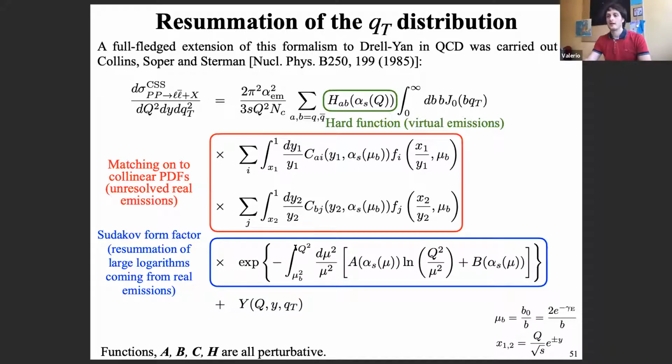And then there is the actual pseudo-Sudakov factor, which, as you see, is an exponential. It looks much more complicated than what we saw before, but it is actually a double log exponential, because this integral here and this log here give a log squared. And this is what implements the resummation of large logs. This, of course, takes into account the emission of soft gluons and resums them.